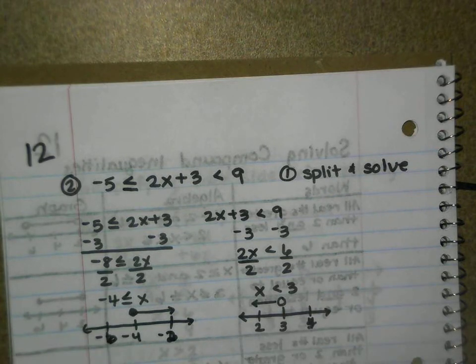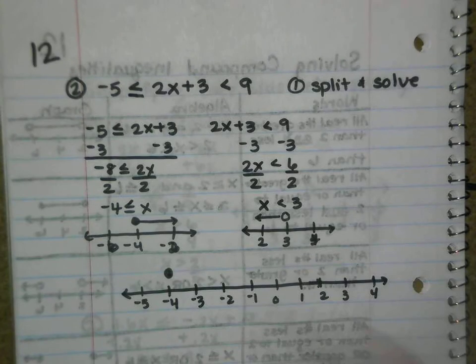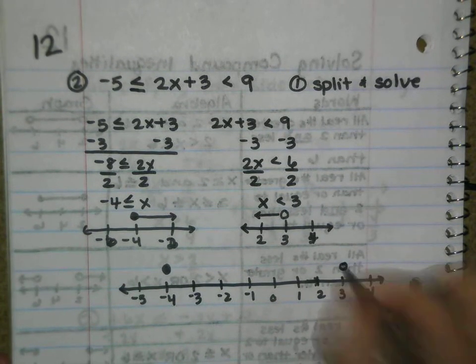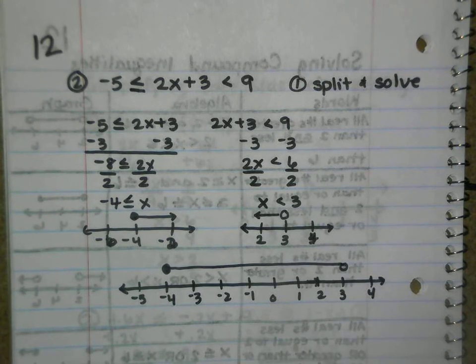So when we take these two and combine them, they're going to be a pretty large scale here. We're going to need, let's say, negative 5, negative 4, negative 3, negative 2, negative 1, 0, 1, even longer than that, 2, 3, and 4. So here we had a closed circle, and here we have an open circle, and the line goes in between the open and closed circle here. Okay, that's how we combine them.